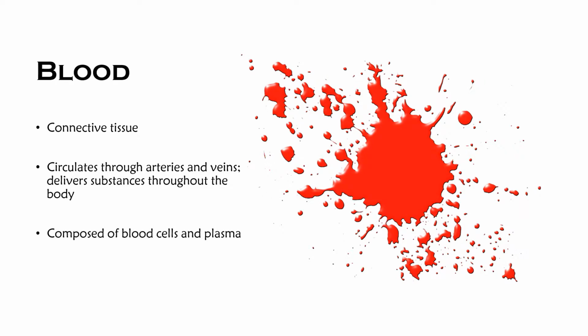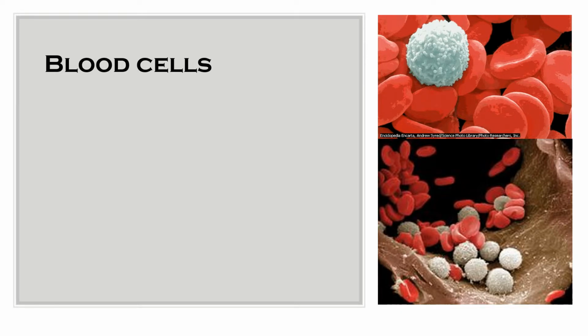Now, because the circulatory system is dealing primarily with blood as its main component, it is important to know just what blood is. So blood is connective tissue that's circulating through arteries and veins, delivering substances throughout the body. Blood is composed of blood cells and plasma. So blood cells, there are two types.